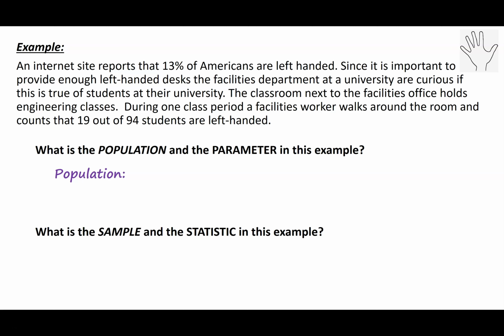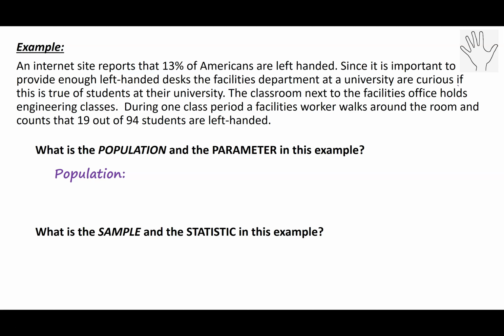Okay, so here's an example. There's a website, they claim 13% of Americans are left-handed. This is really important information to know. For, let's say, a university, they might be interested in having enough left-handed desks for their students, so they need to have an idea of how many left-handed students or proportion of left-handed students they have. So they go ahead to investigate this.